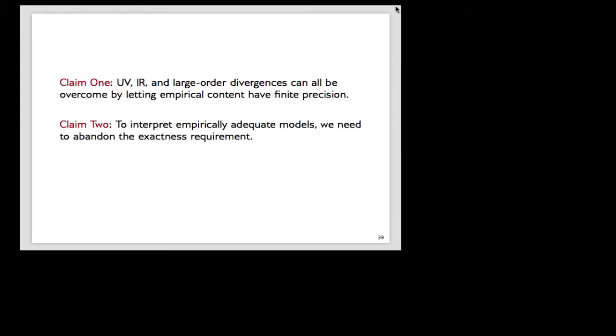And recall that the claims I'm advocating are as follows. So the ultraviolet, infrared, and large order divergences can all be overcome by letting empirical content have finite precision. So the renormalization group analysis shows us that claim one is true of the ultraviolet divergences. By studying how the behavior of the theory changes as we remove the cutoff, we get this finite precision, and this overcomes the ultraviolet divergences. And you might think already now we have a conclusive argument for claim 2, that to interpret the empirically adequate models, we need to abandon the exactness requirement, which is precisely just what Wallace says is true in virtue of the presence of the ultraviolet divergences.